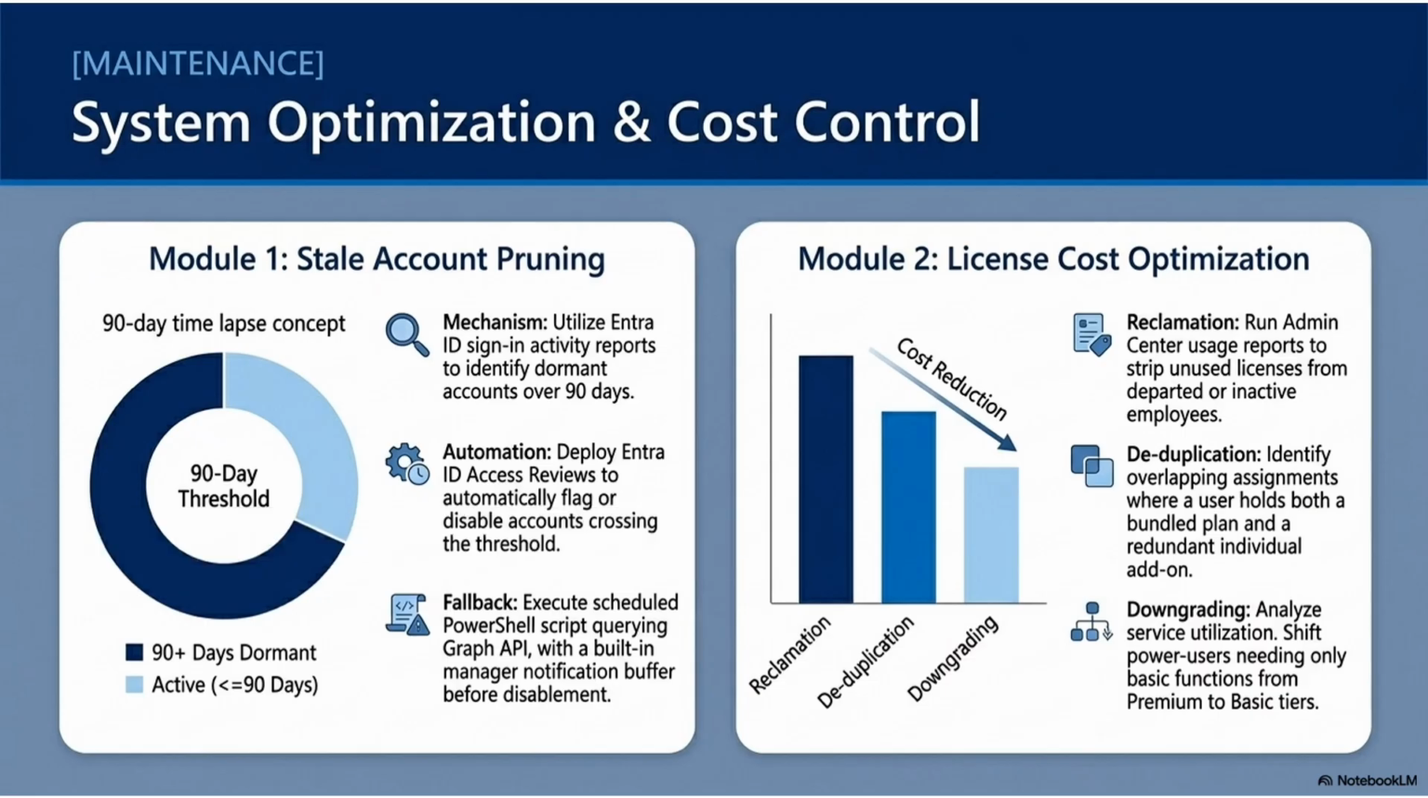Module 2 is license cost optimization. It has 3 parts. Reclamation means running the users report in the admin center to strip unused licenses from employees who left or are inactive. Deduplication means identifying overlapping assignments where a user holds both a bundle plan and a redundant individual add-in license. Downgrading means analyzing actual service utilization and shifting power users who only need basic functions from premium tier down to basic tier. Together, these 3 steps can create real, measurable cost reduction.